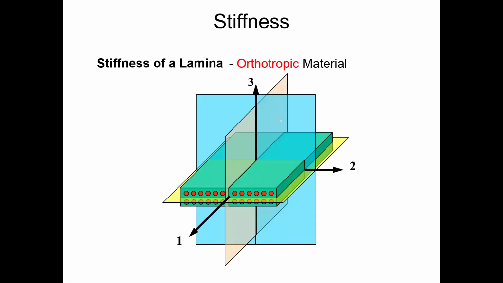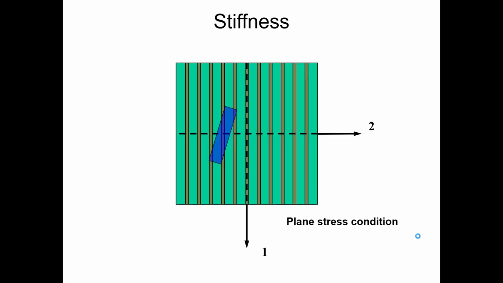Alright, now let's look at the stiffness of a lamina, particularly for orthotropic materials. If you look at the composite lamina, you need to distinguish the modulus in each direction 1, 2, 3. That's why typically we put modulus E1, E2, E3, and there's also shear modulus G12, G13, and G23. The concept here is very similar.